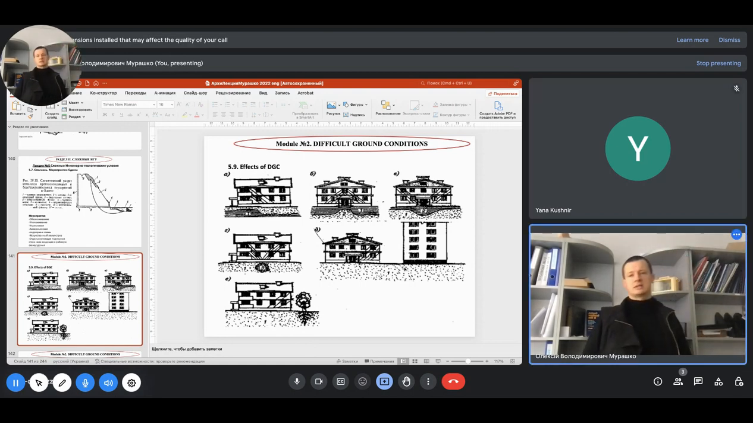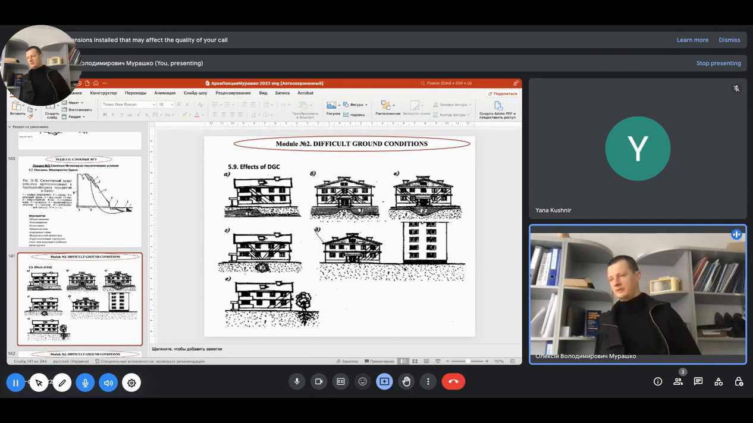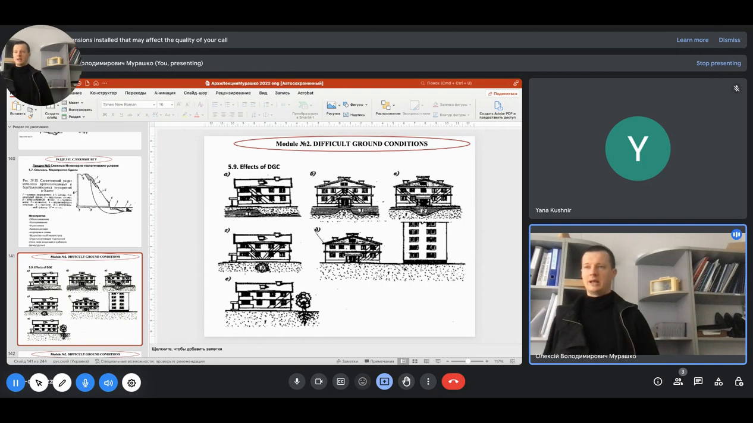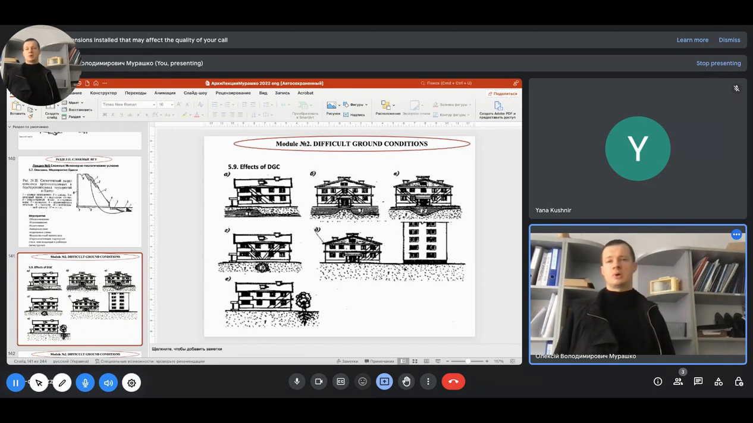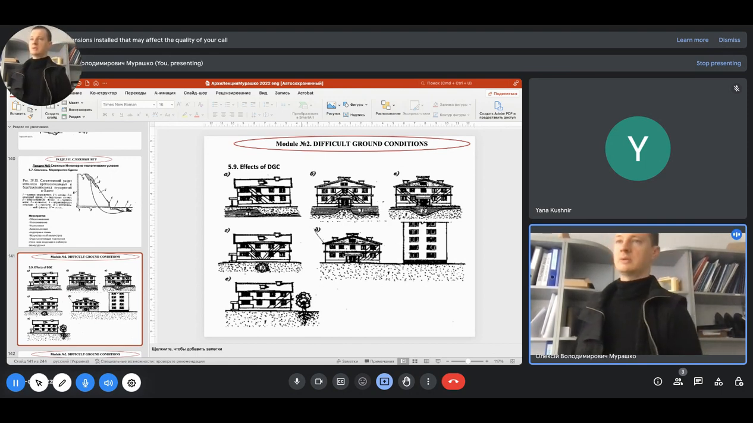So next, we have to unite all difficult ground conditions by considering the effects of those ground conditions on our building. The next part of our lecture will be about how we have to examine existing buildings, and what causes can lead to such problems as we see on those slides. In some cases, we can find these kinds of cracks on a building, and all those cracks can be connected with difficult ground conditions.